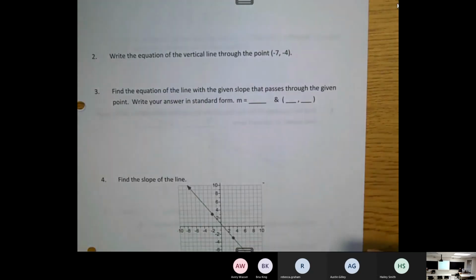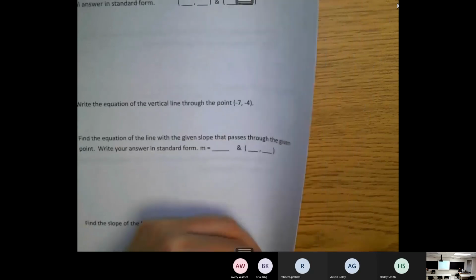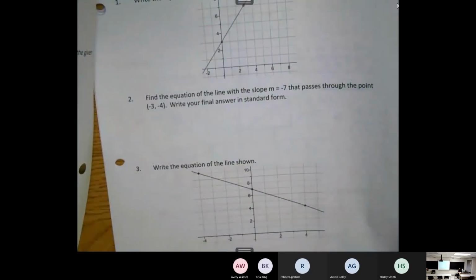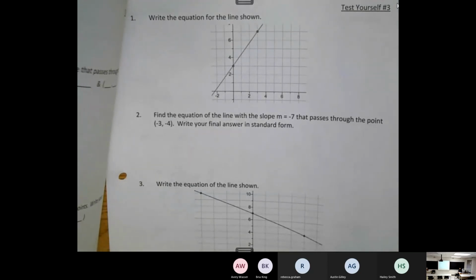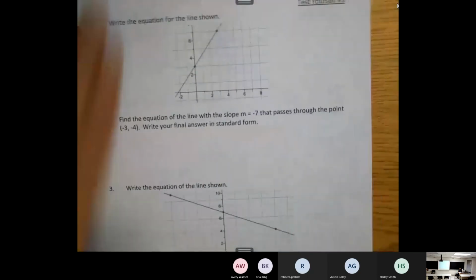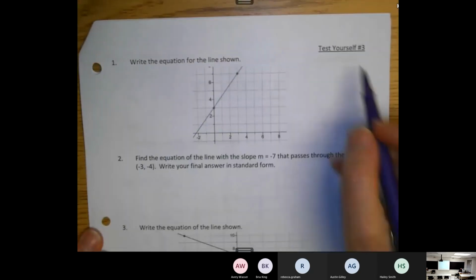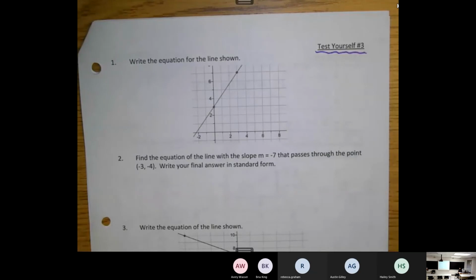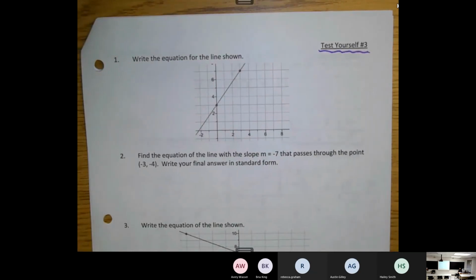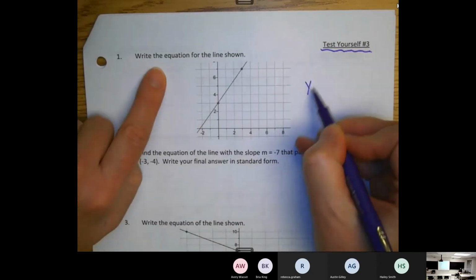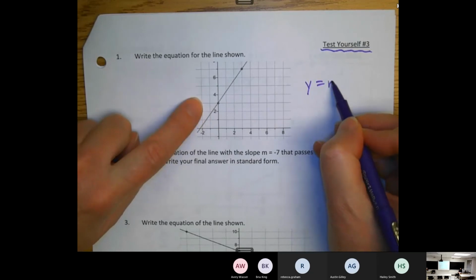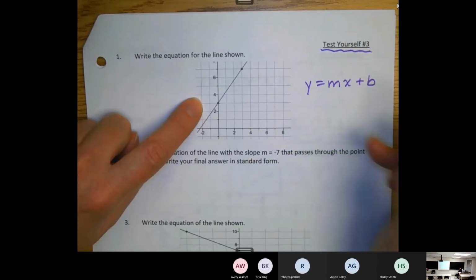When we flip to the next page, I think we'll have a chance to practice a couple of the different things we've been looking at. Let me peek ahead a little bit and see something. Let's jump ahead to the next page where it says test yourself number 3 up at the top. That way we'll get a chance to practice more of the new things. Like in number 1, they're asking us to write an equation where we do see the y-intercept. So that'd be a good one for y equals mx plus b.